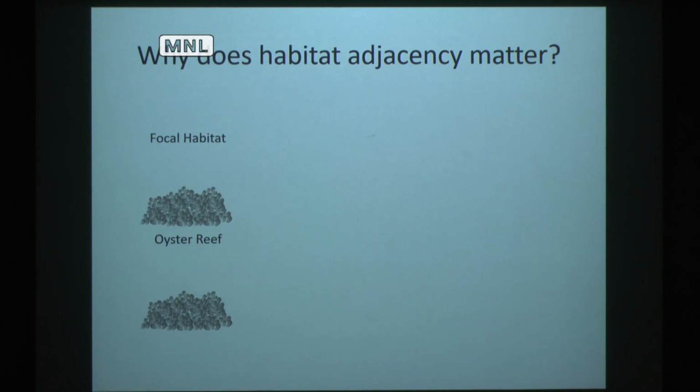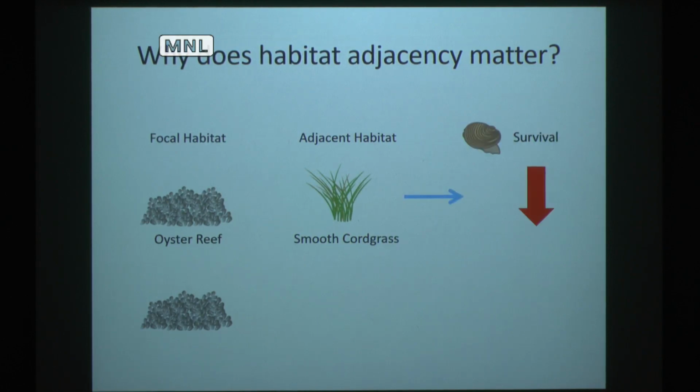For instance, in estuarine seascapes, juvenile clams that were found on oyster reefs adjacent to salt marsh grass had lower survival rates, while juvenile clams that were found on oyster reefs adjacent to no immediate habitat had an increased survival rate.